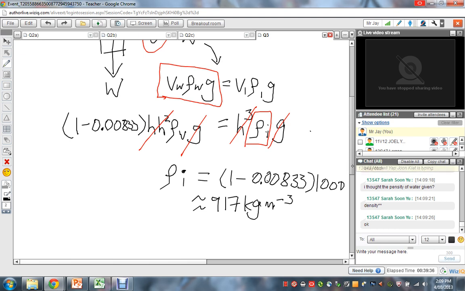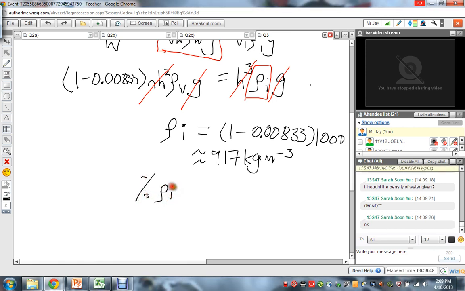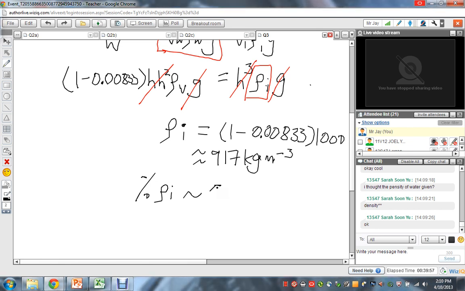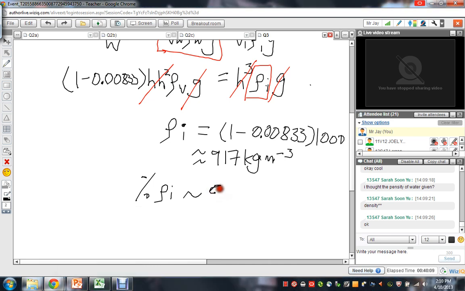So density of water is about 1000. Compare that with the density of ice, which is 917. The percentage density of ice compared to water is about 92%. So ice is slightly less dense than water.